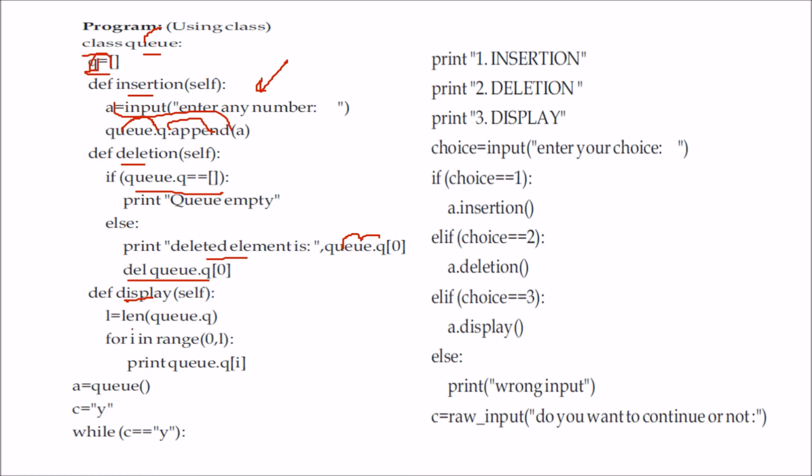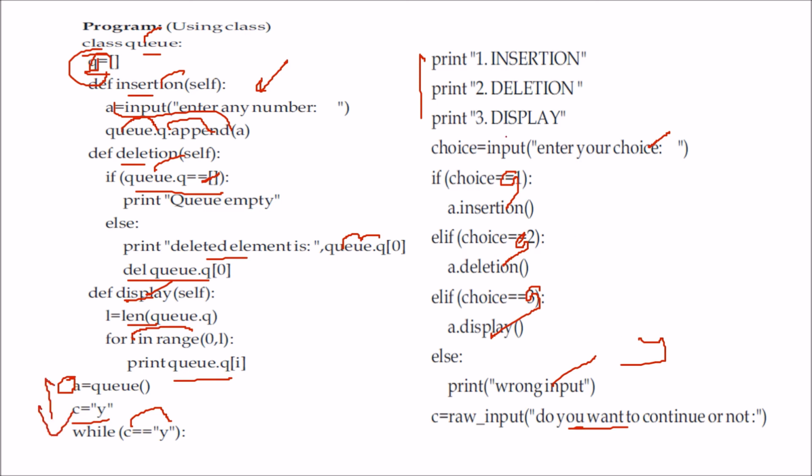And then you want to display, so you have to find out the length of this queue, and then you can go from i through the range, meaning all the elements you are going to print. Then you will make an object a, say c equal to y, because while c equal to y, the user will be shown insertion, deletion, display. The user is going to input the choice. 1 is for insertion, 2 is for deletion, and 3 for display. These 3 functions are going to be called. If any input other than 1, 2, 3, you will say wrong input. And then you will ask whether you want to continue. If the user wants to continue, he'll press yes. Again this while will run, otherwise it will come out.